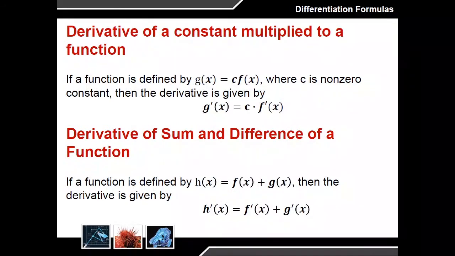Derivative of a constant multiplied to a function is pretty easy. If there's a constant attached to a differentiable variable, you can set aside the constant, or you can keep it on, but don't forget to multiply the exponent when you do the power method.